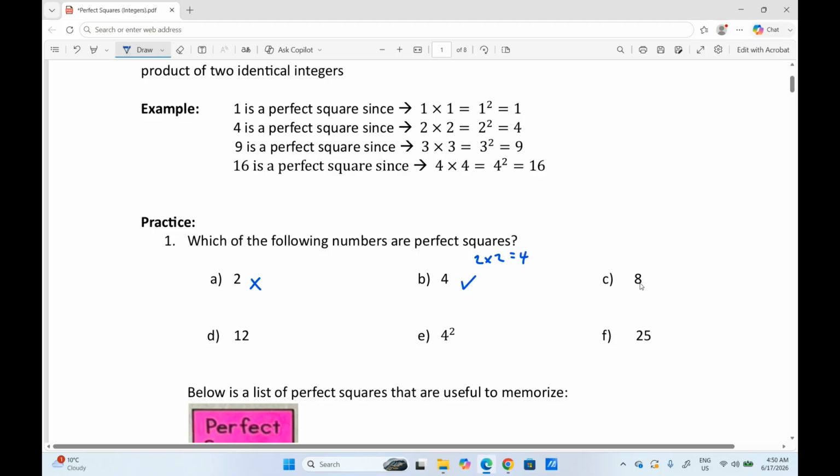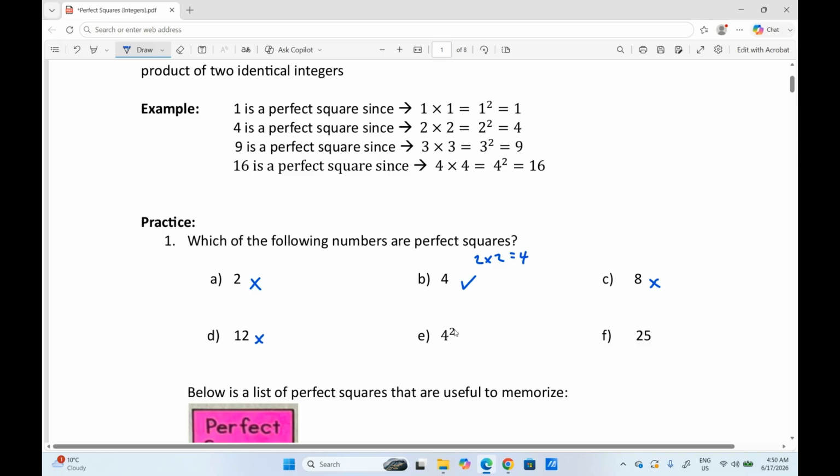8, is 8 a perfect square? Is there a number that can multiply by itself to get 8? No, I can't think of one, so that's not a perfect square. What about 12? Is there a number that can multiply by itself to get 12? Nope, I can't think of a nice integer number.